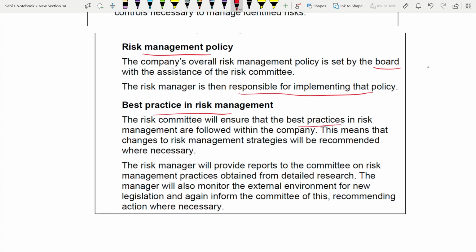Risk manager, on the other hand, they will report to the committee on risk management practices by doing detailed research or monitoring the external environment. Okay. So it's a two-way thing. The risk committee also brings things down to the risk manager. They share, they recommend. Risk manager also can recommend to the risk committee. It's a two-way thing. Okay.